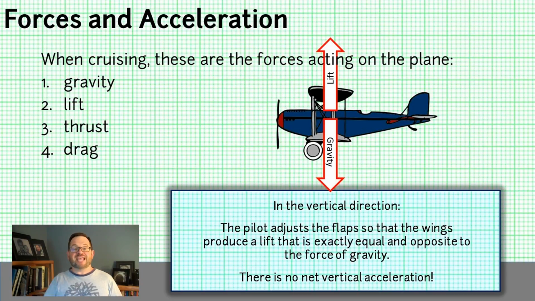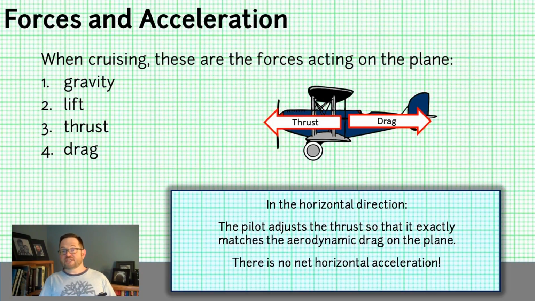Specifically, they're producing the same amount of lift that exactly balances gravity. When the plane is cruising, you don't want to go up and you don't want to go down. You want to stay at the same altitude. You want no vertical accelerations. So you perfectly balance these two forces so there's no net vertical acceleration, and the plane won't go up and the plane won't go down.